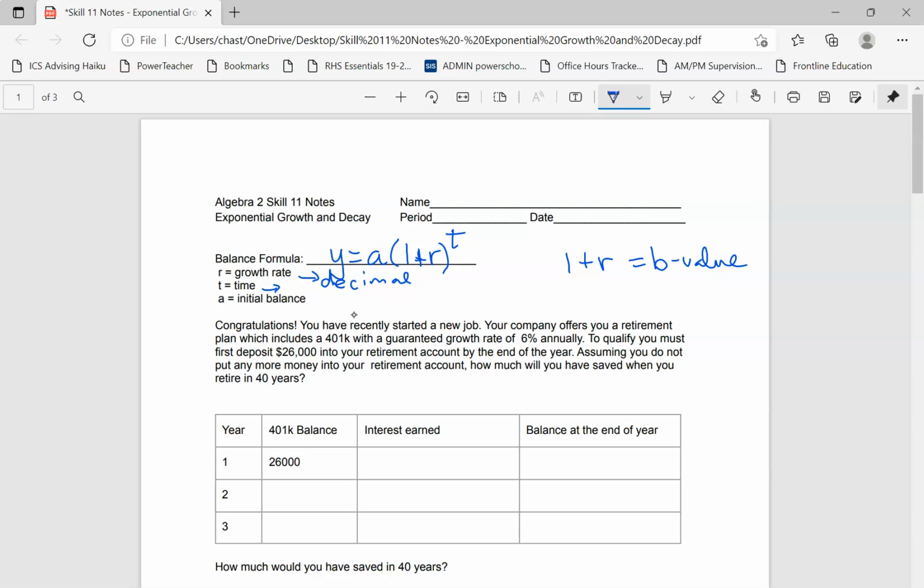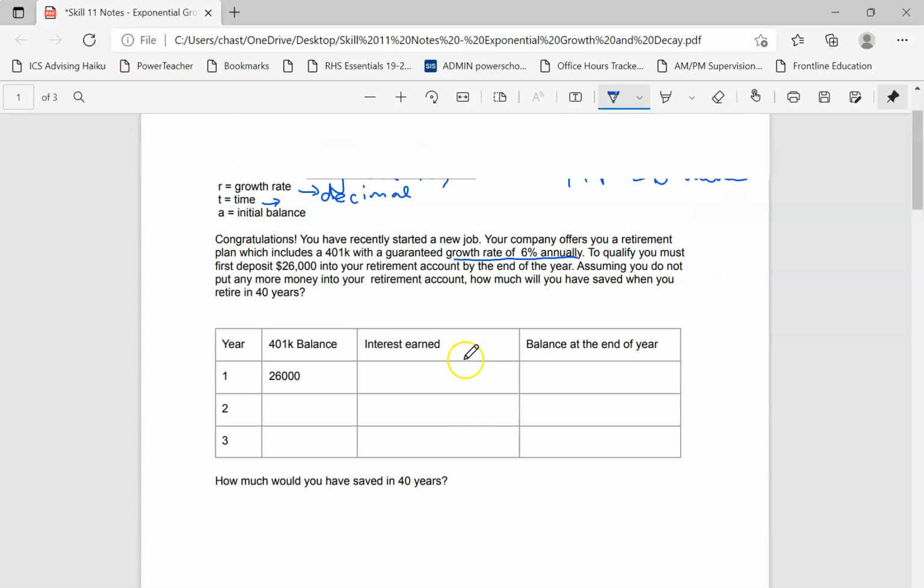All right, so congratulations. You recently started a new job. Your company offers you a retirement plan, which includes a 401k. That's just the legal name for the retirement plan. It's what companies typically offer. In this 401k, you are guaranteed a growth rate of 6% annually. To qualify, you must first deposit $26,000 into your retirement account by the end of the year. Assuming you do not put any more money into the retirement account, how much will you have saved when you retire in 40 years? To help us do this, we're going to look at a little chart.